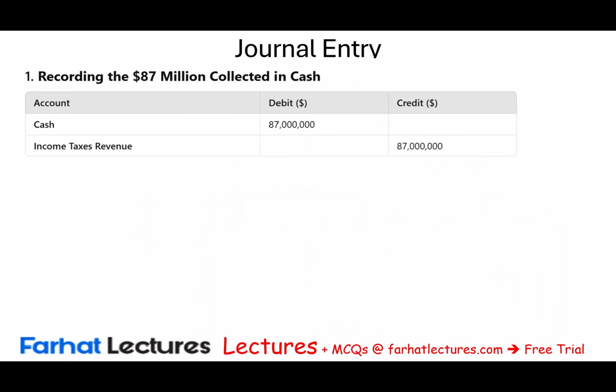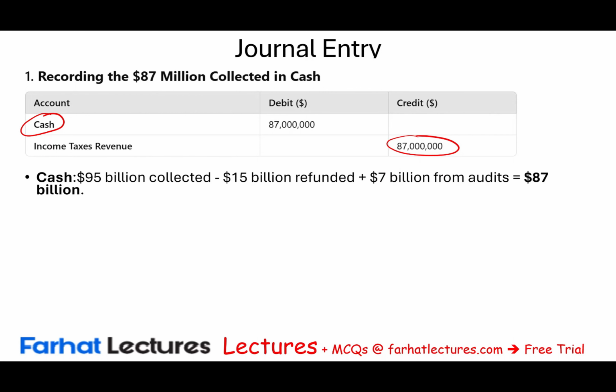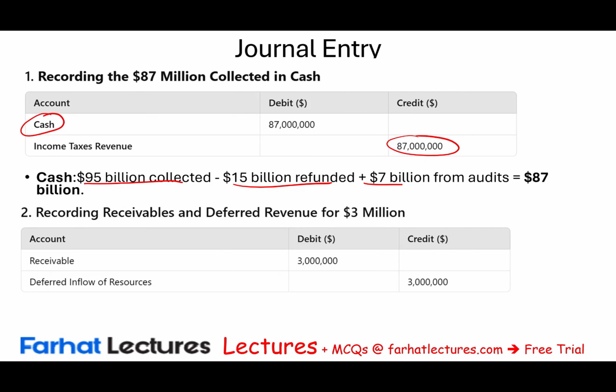So let's take a look at the journal entry. So they received cash 87 billion, and that cash is all income tax revenue. And I showed you how we computed the 87 billion, 95 minus 15 plus 7. Great. What about the remaining 3 billion? The remaining 3 billion is a receivable, and it's a deferred inflow of resources.